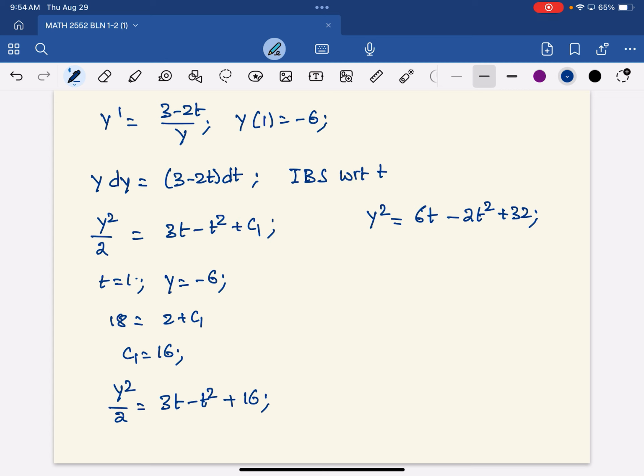So then the next thing we did was, let's say you apply the square root, then you get plus or minus the square root of 6t minus 2t squared plus 32. Do you agree with me on that? And we also said y cannot be 0. That means the solution cannot be on the horizontal axis. So the solution has to be either above the horizontal axis or below it. Remember the discussion? Now, where is it going to be? Is it going to be above or below? Why?